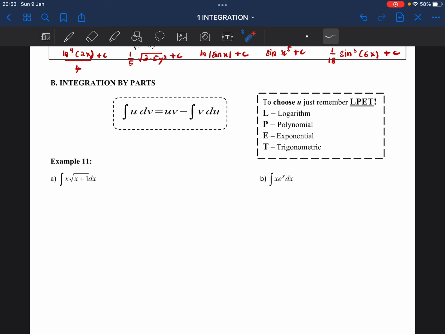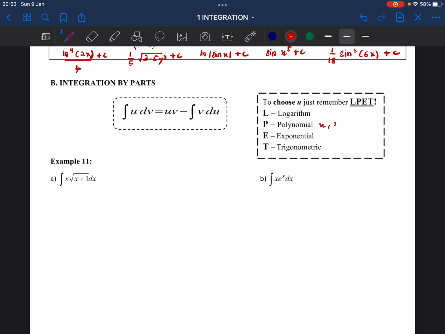For substitution, you have to think by yourself which u you have to choose. But for integration by parts, there are some tricks that we can use to choose our u, which is we choose our u according to the expression here. So the first one is L, logarithm. The second one is polynomial. Polynomial is this one, x is polynomial, x squared, square root of x plus 1 is polynomial.